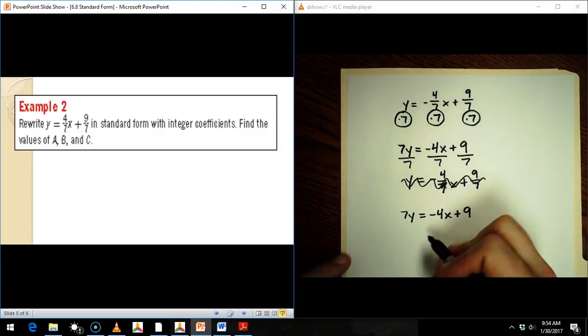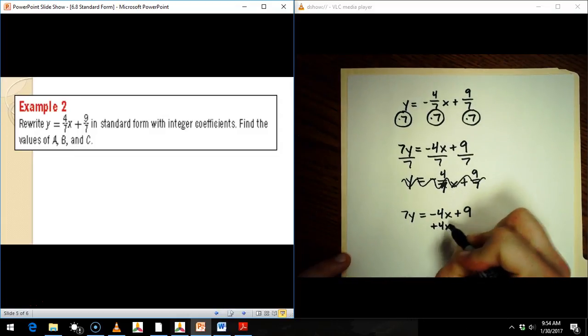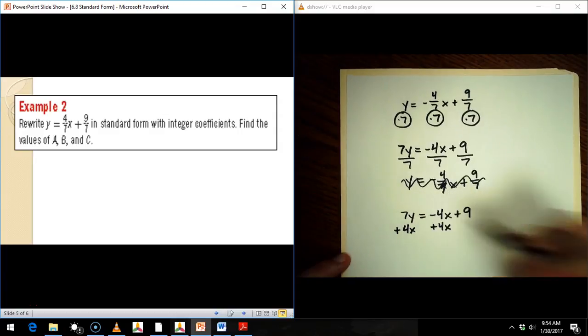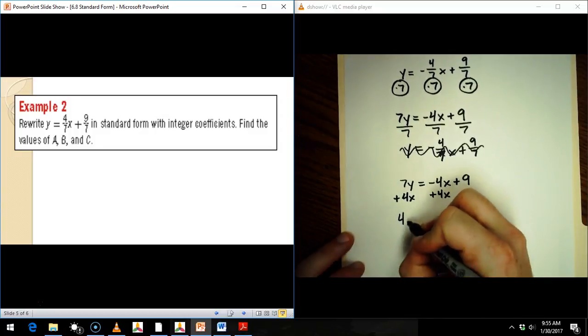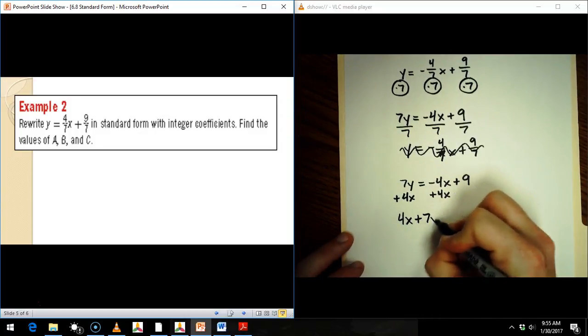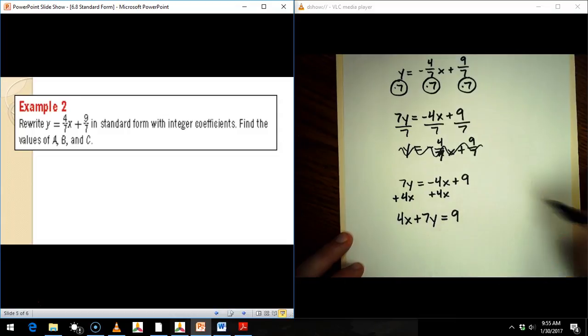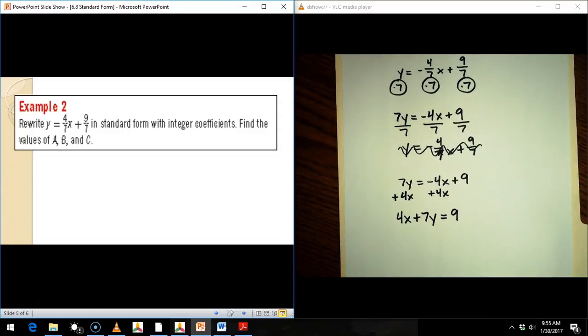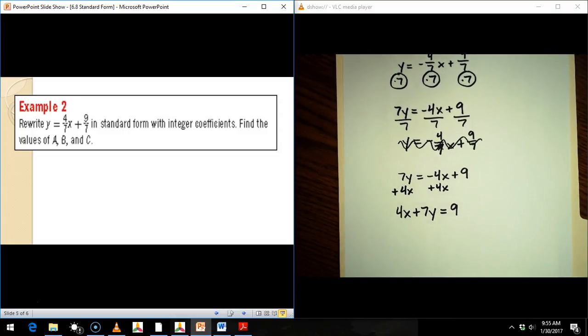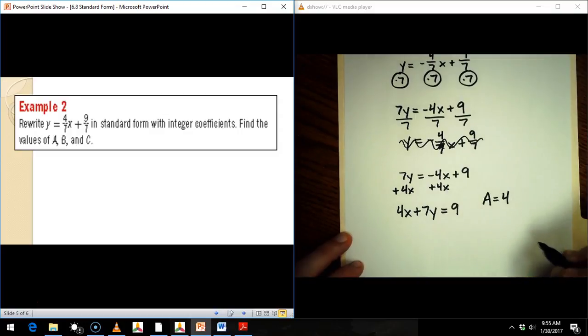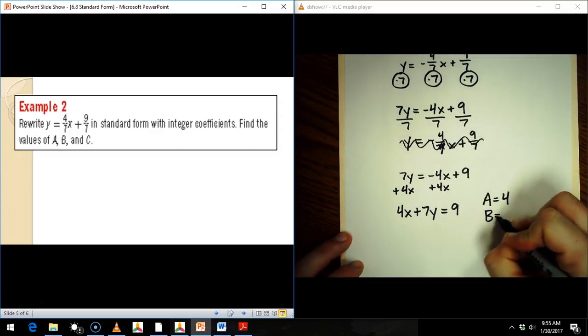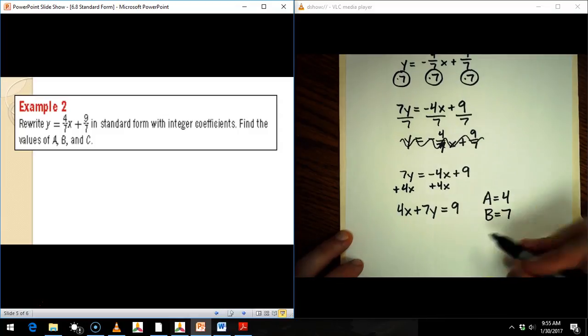So this is the opposite of what you would do for slope-intercept form. So what we're going to do is add 4x to both sides, which might seem strange to you. Standard form then is 4x plus 7y equals 9. And that's actually my final answer. It's different than slope-intercept form. Instead of solve for y, x and y are together. What are my a, b, and c values? A is 4, coefficient of x. B is 7, coefficient of y. My constant is 9.